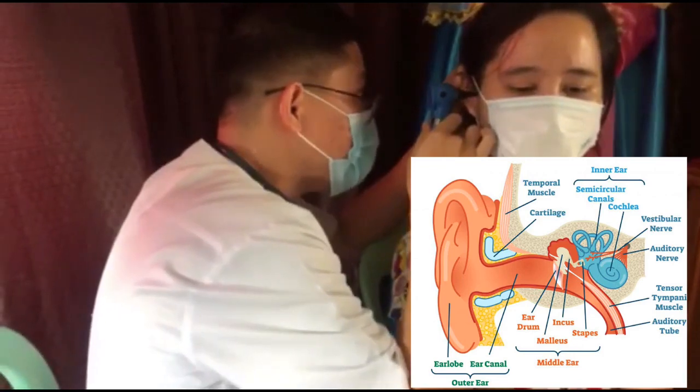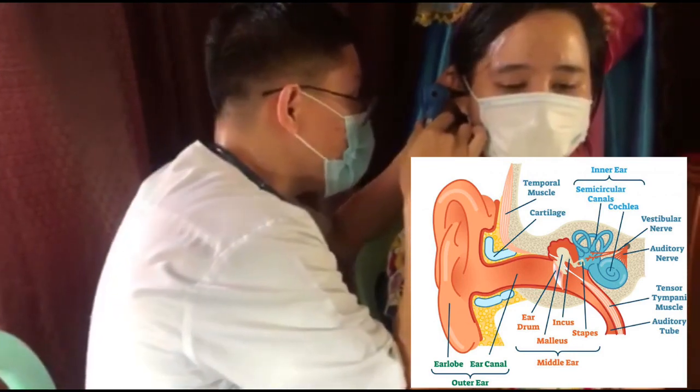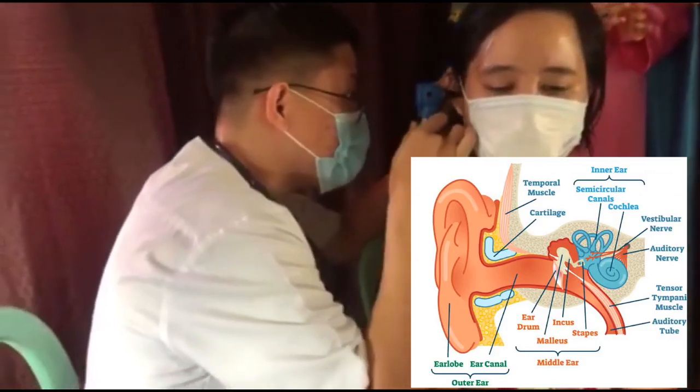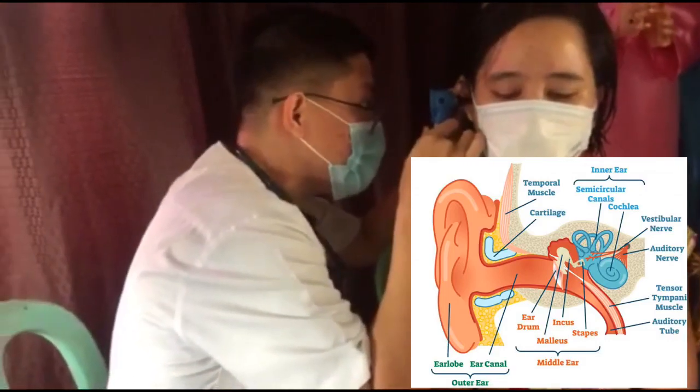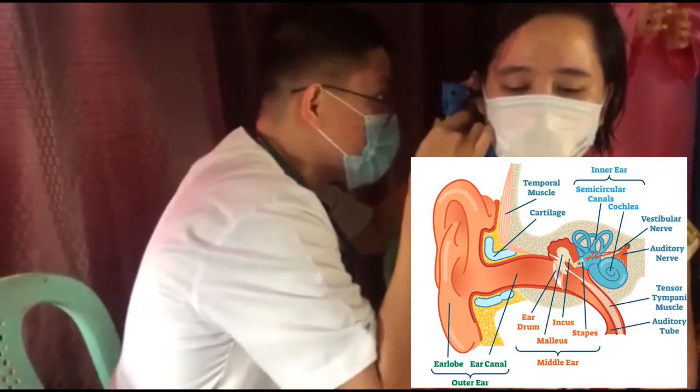For your eardrum, check for the cone of light to orient you. Also check for the malleus, pars flaccida, pars tensa, and others for any signs of perforation or injury to the ear canal. So that's how you examine the patient's ear. So after this side, you check the other side of the patient's ear.